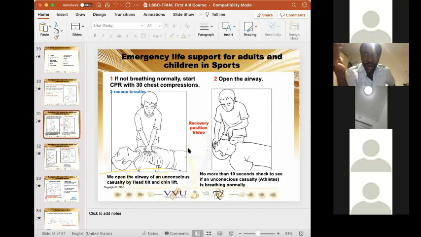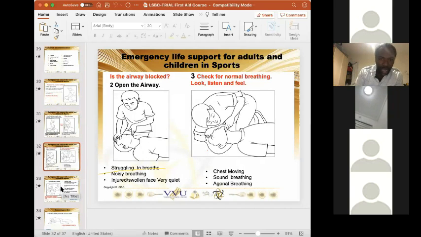If you watch the video, it explains what a rescue breath is and how to do it. And remember, when you are checking whether the casualty is breathing or unconscious, it is at least 10 seconds. That's where you check whether the athlete is breathing or not. So the key point here is 30 chest compressions, 2 rescue breaths, within a 10 second check.